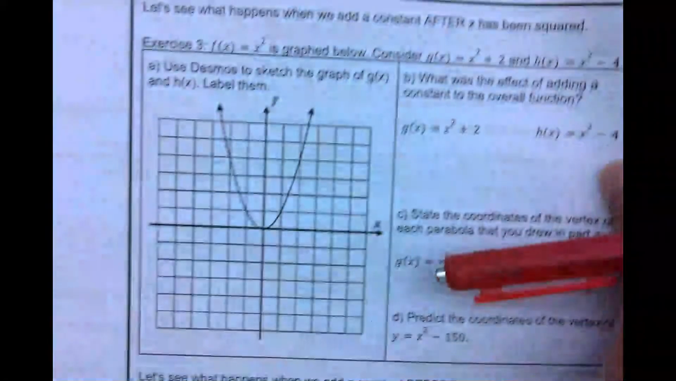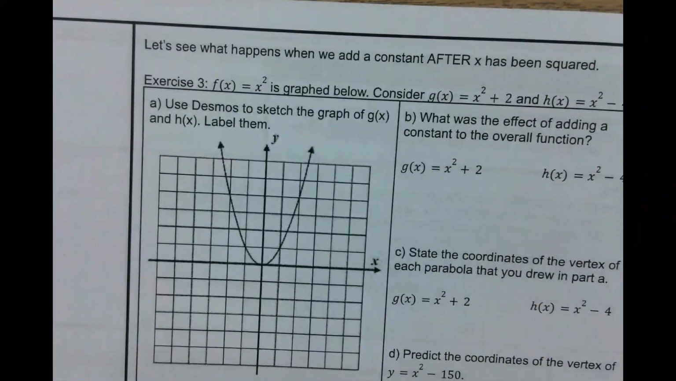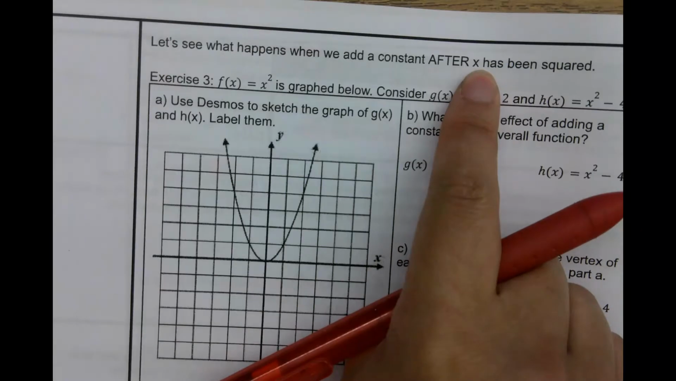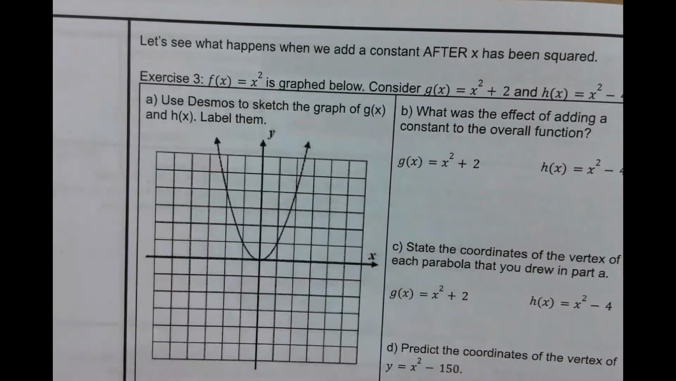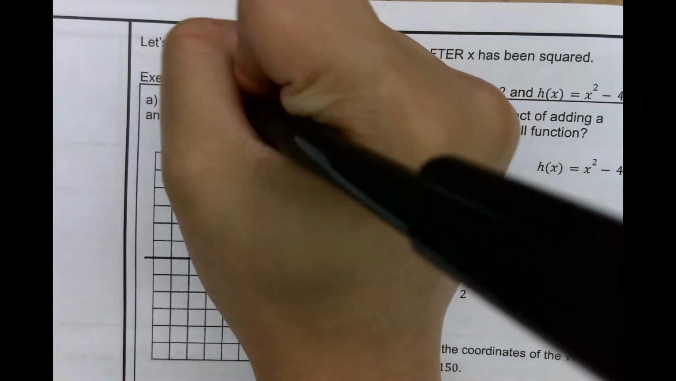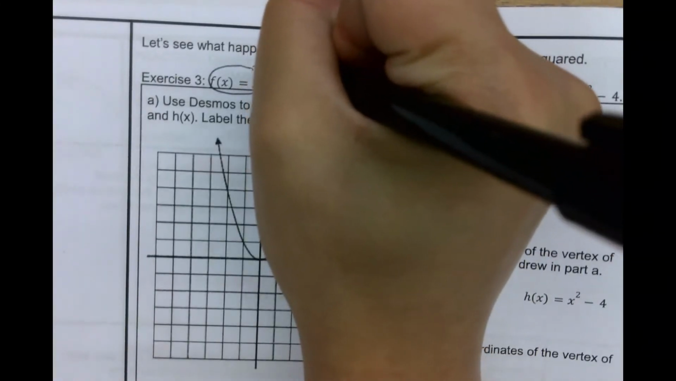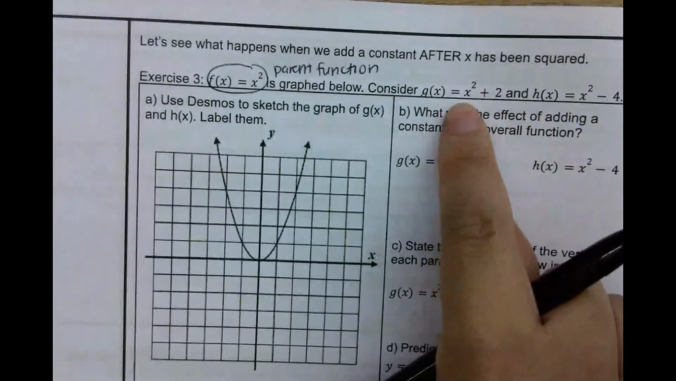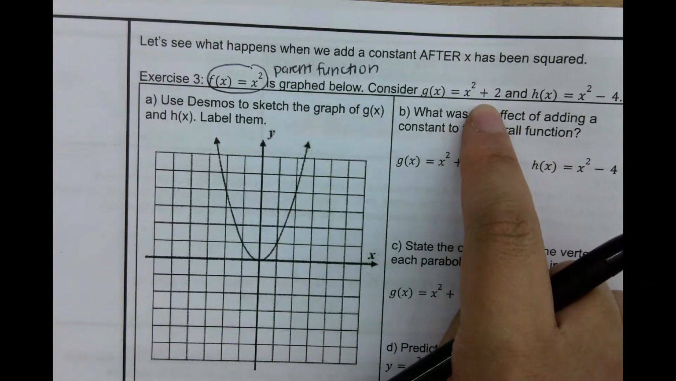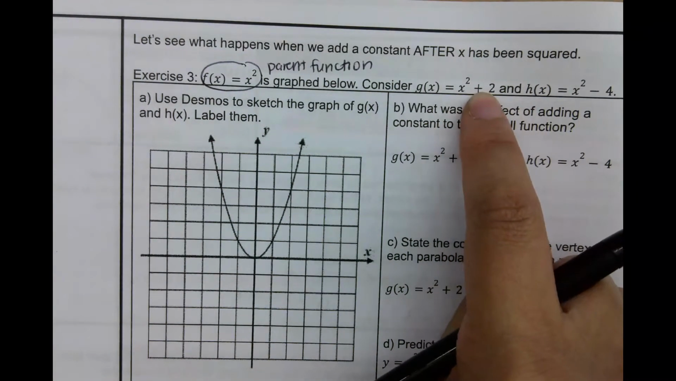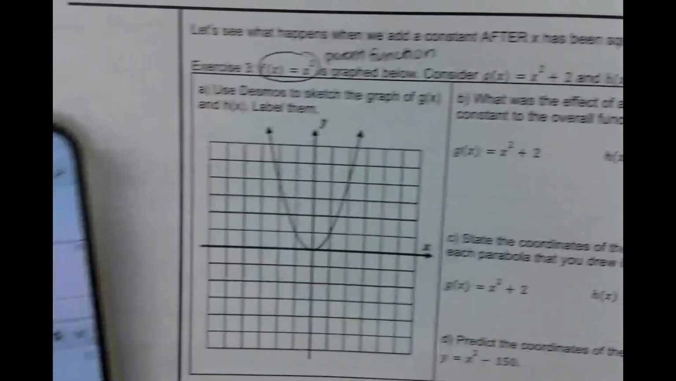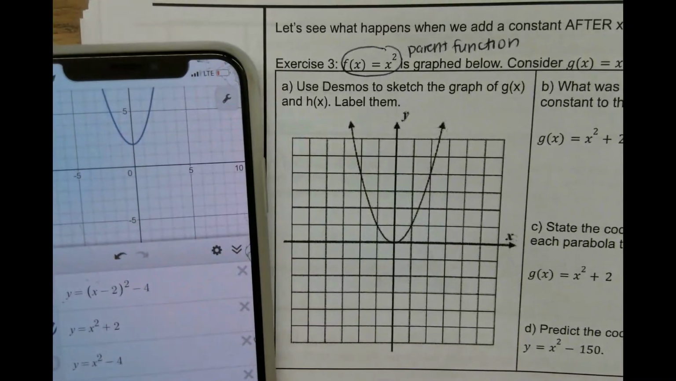Okay. Let's see what happens when instead we add a constant after x has been squared. So here f of x equals x squared. Again, this is the parent function. From it we get all other quadratic functions. Okay. So we're going to consider g of x equals x squared plus 2. So we see that we added something after x was squared, or we subtract something after x is squared. Okay, so let's do x squared plus 2 first. That is here in blue.